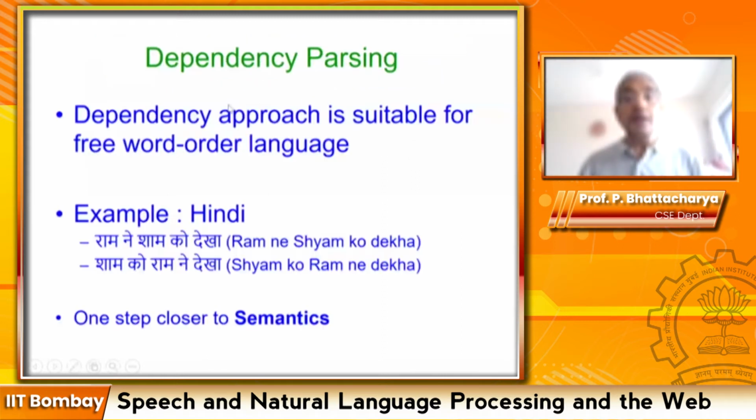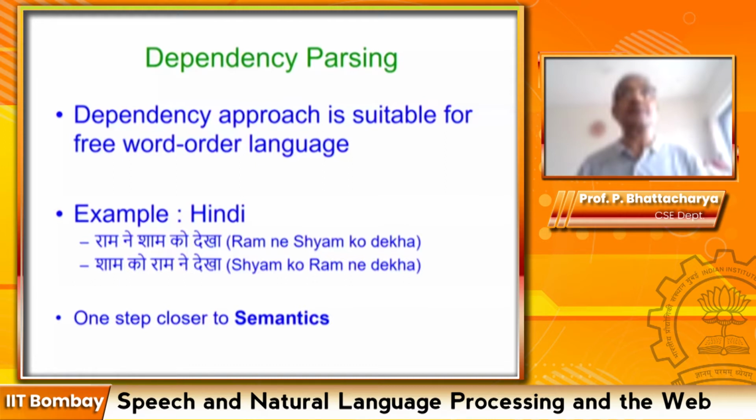Now, the dependency approach, the parsing which produces entities and the relationships at the shallow level, is suitable for free word order languages. So we know that Indian languages are free word order. Ram ne Sham ko dekha, Sham ko Ram ne dekha, both are fine. But English relies on the position of the word with respect to the verb to know who is the subject and who is the object. Ram ne Sham ko dekha, the subject is Ram because of ne, and Sham is the object because of ko.